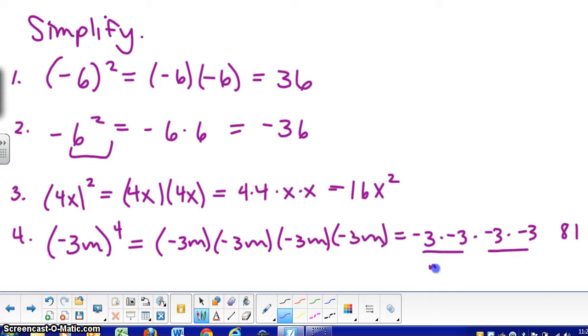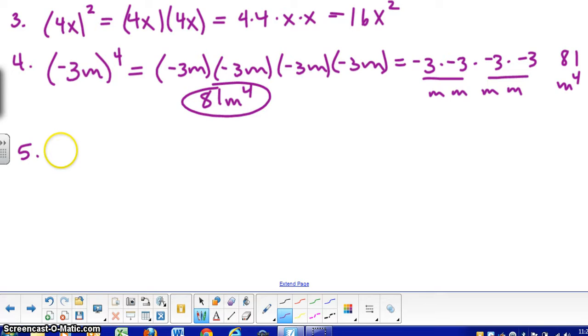Now with the m, it's the same thing. Now I ran out of room, otherwise I would put everything horizontally. And then that would be m to the 4th, so for a final answer of 81, m to the 4th. The last one I want to do has a little more information here.